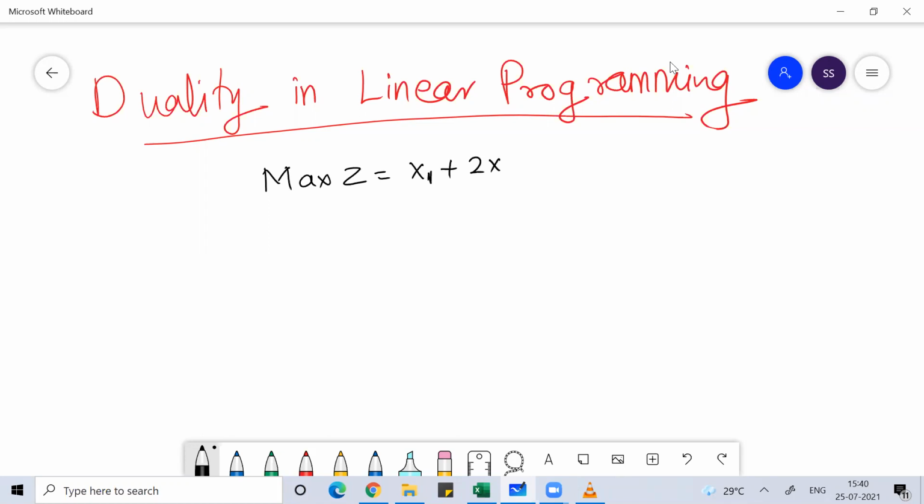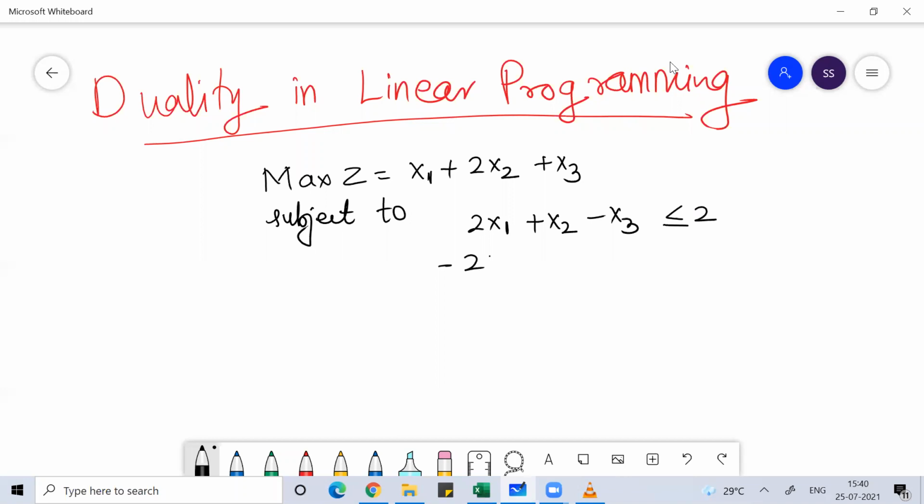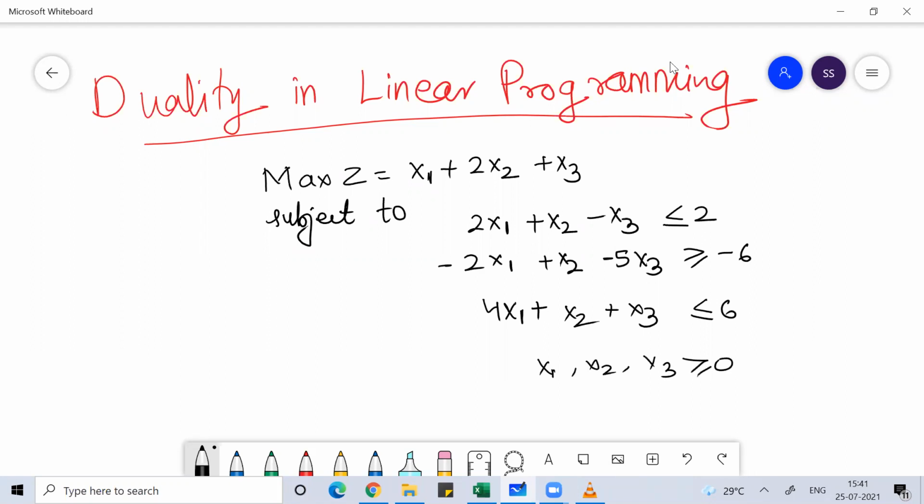z = x1 + 2x2 + x3, subject to the constraints: 2x1 + x2 - x3 is less than or equal to 2, then -2x1 + x2 - 5x3 is greater than or equal to -6, and then 4x1 + x2 + x3 is less than or equal to 6, and x1, x2, x3 are greater than or equal to 0.